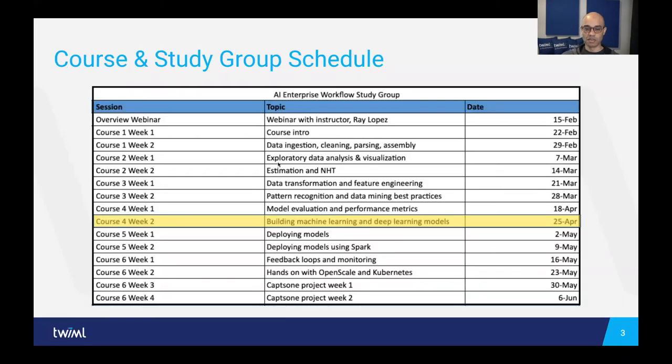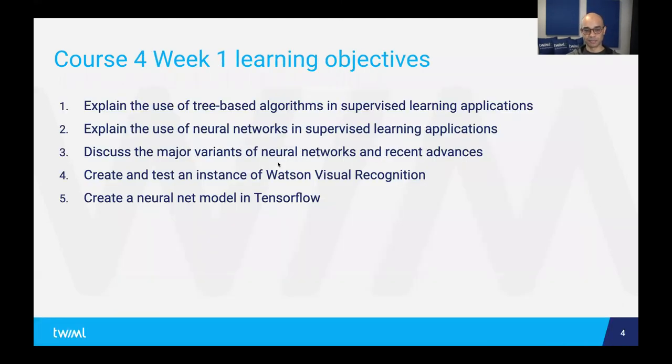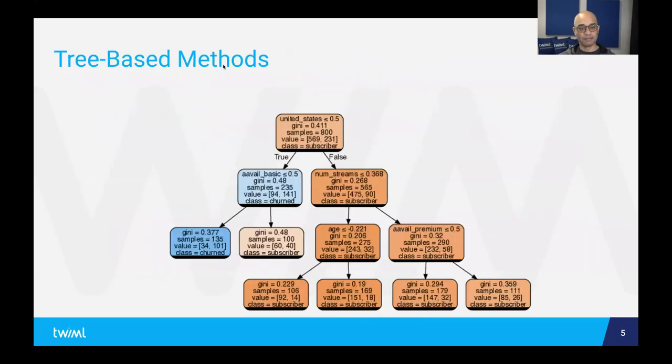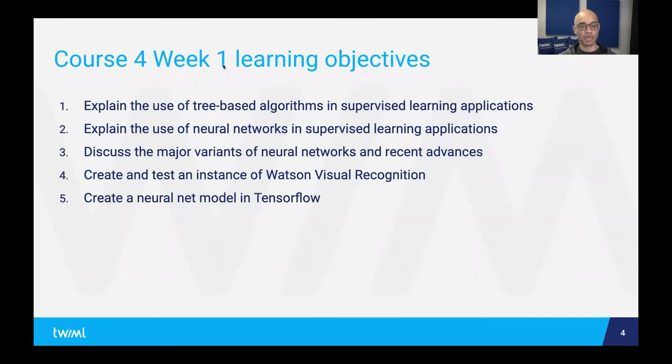But this time around, we're talking about ML and deep learning models. Well, that's what this says. We're also spending a lot of time talking about tree-based models. And in fact, the learning objectives for this week, that should say week two, are to really understand tree-based algorithms like decision trees and boosted trees and the like, explain the use of neural networks in supervised learning applications, discuss the major variants of neural networks and recent advances, create and test an instance of Watson visual recognition, and create a neural net model in TensorFlow.